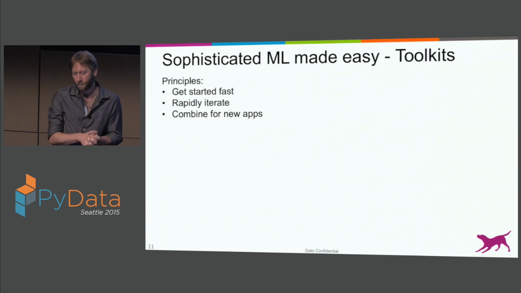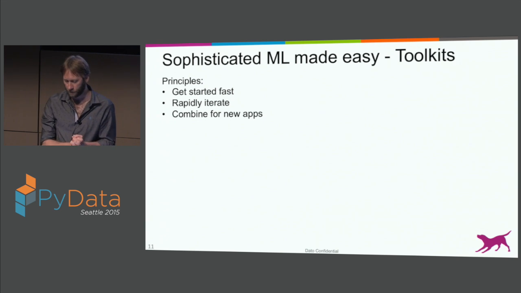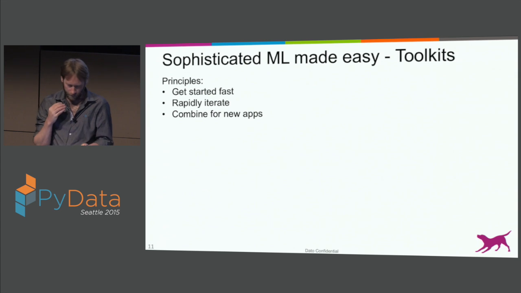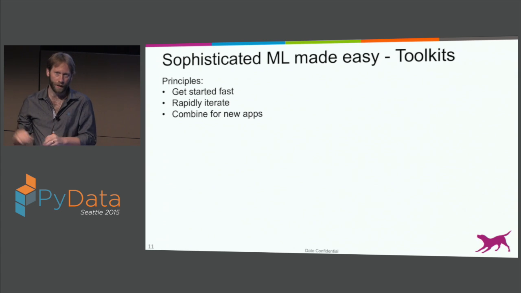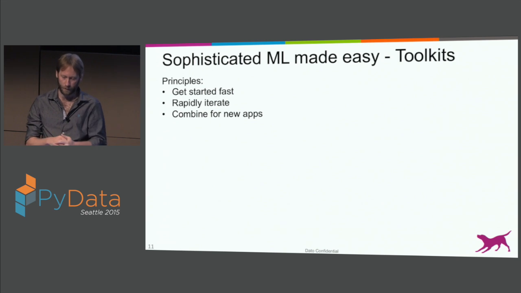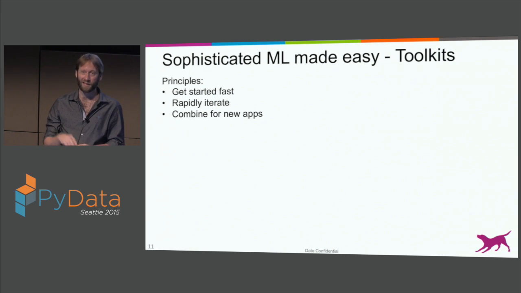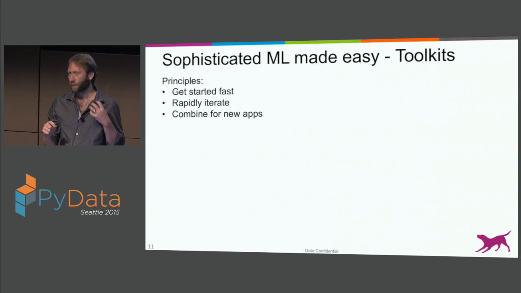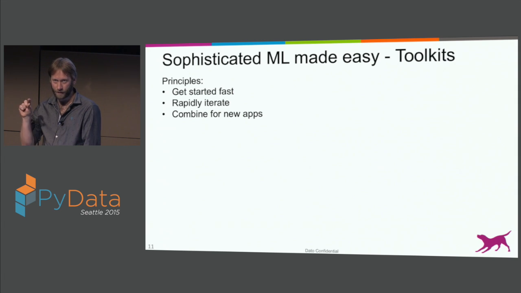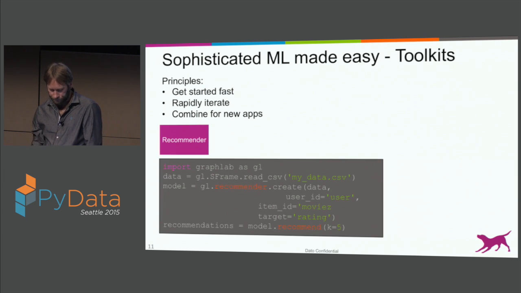So sophisticated machine learning made easy, toolkits. So we saw this here. There's a few principles that are guiding us. We want to make it really easy to get started fast, like the recommender toolkit. And then we want to make it really easy to rapidly iterate. That basically means having fast and efficient data structures and all of the mechanics so that you can try out many, many models and improve upon that baseline that you start with. And then finally, we want to make it easy to combine to create new apps that you've never thought of. So this is what we just did, basically.